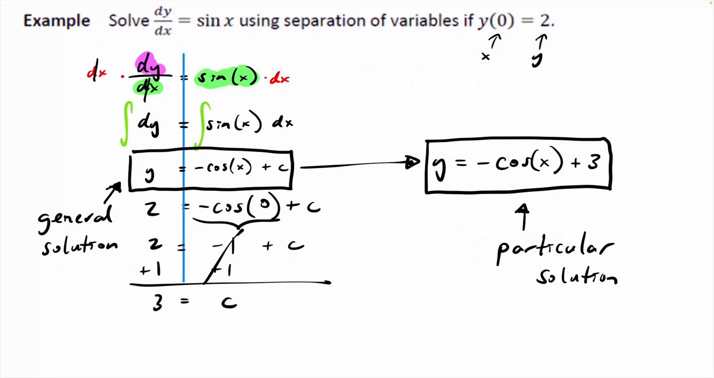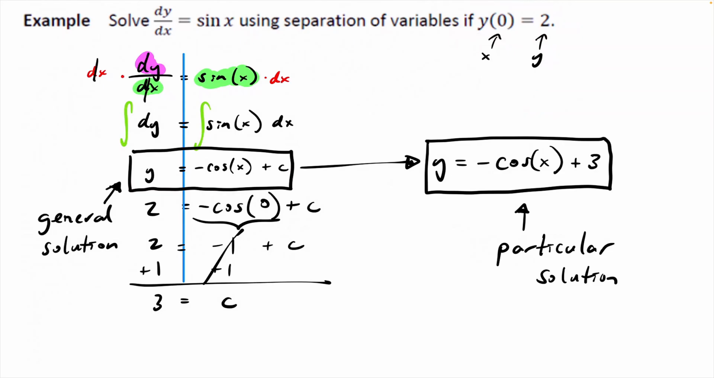So just depending on what they want. Do they want the particular? Do they want the general? Usually if they give you points, they want the particular. If they don't give you points, we can't do that. So the general is good enough. That's usually the way that you can tell. If they give you a point, that means they want the particular solution. If they don't, general is okay. That's it. Okay? That's all the steps.